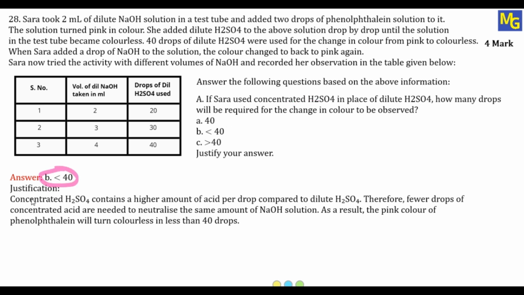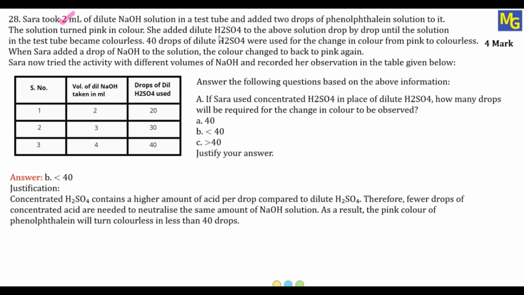Now what is the justification? Same thing which I have explained. Concentrated H2SO4 contains a higher amount of acid per drop compared to dilute H2SO4. Therefore, fewer drops of concentrated acid are needed to neutralize the same amount of NaOH. Here they have not changed the amount of NaOH. The amount of NaOH is the same, that is 2 ml.